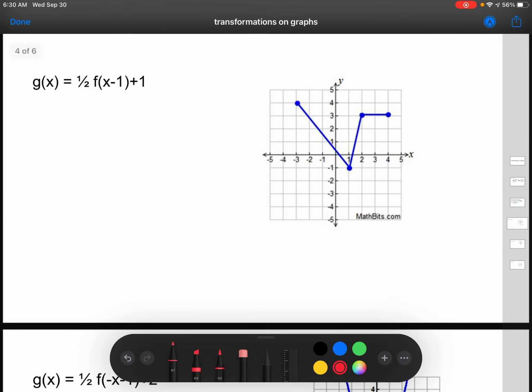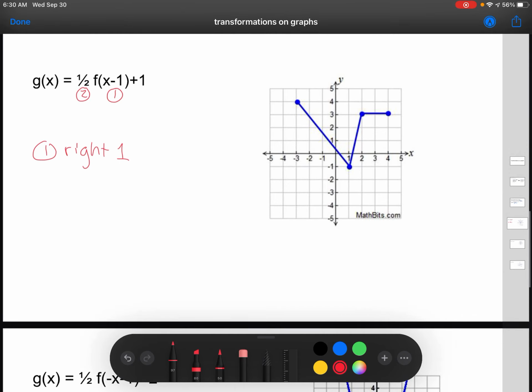Alright, so here's our first graph. So we're going to first figure out what we're going to do. So like I said, we're going to start close to x. So first thing we do is go right 1. Then we'll do the vertical compression. Then the last thing we do is go up 1. So what you do is you pick one of the points and do these 3 things to it.